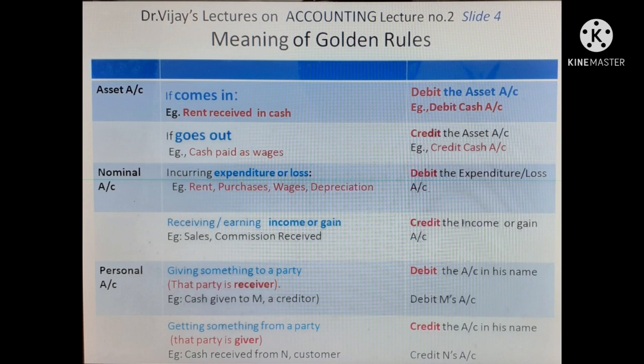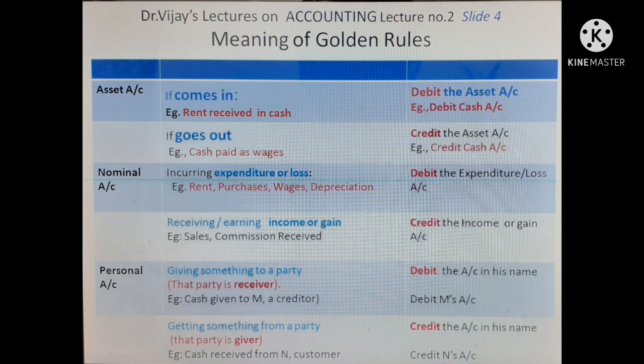While receiving an income or gain, credit the income or gain account. Example, sales, when goods are sold, is income, so credit sales account. Where commission is received, it is income, so credit commission received account.